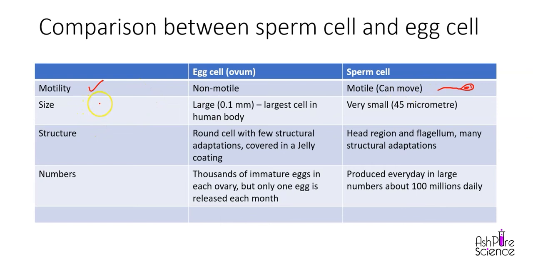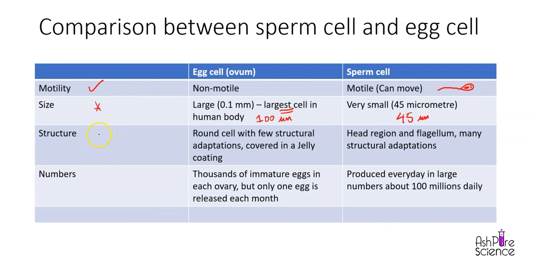Next, let's talk about the size. In the case of the egg cell, what you must know is that the egg cell, the ovum, is the largest cell in the human body. It's almost visible. It's 0.1 millimeter, which amounts to about 100 micrometer. So we can, to a certain extent, see the egg cell. Whereas on the other hand, sperm cells are microscopic. They are only 45 micrometer, so they're very, very small in comparison.